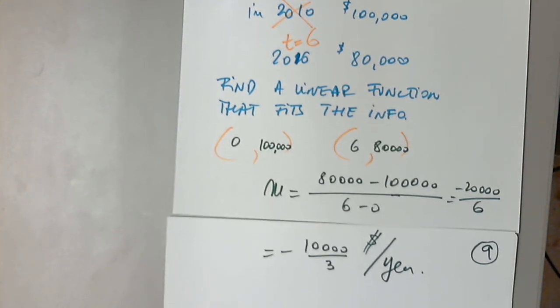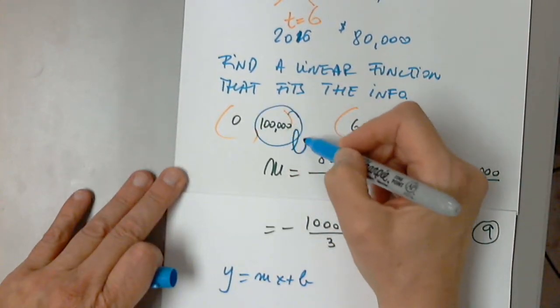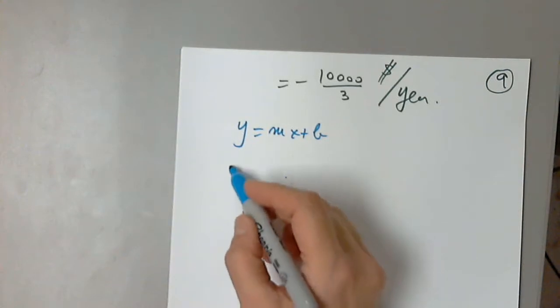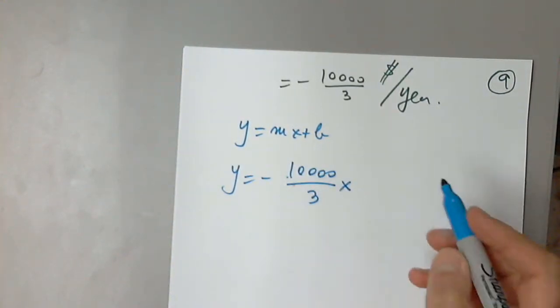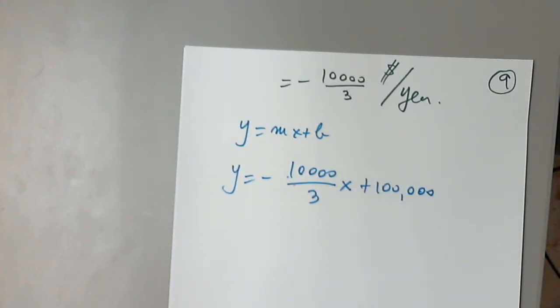Now we're trying to find the equation. So we will be using y equals mx plus b. Why? Because I have b. So that would be y equals negative 10,000 divided by 3 x plus 100,000.